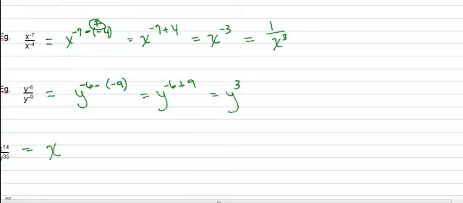Now let's try this one. So we've got x, again, we're looking for like bases, so x to the 14th over y to the 35th. We look at this, and the first thing that you have to do is say there's nothing I can do because I don't have like bases. So you've always got to be paying attention to the base. Don't let it trick you.